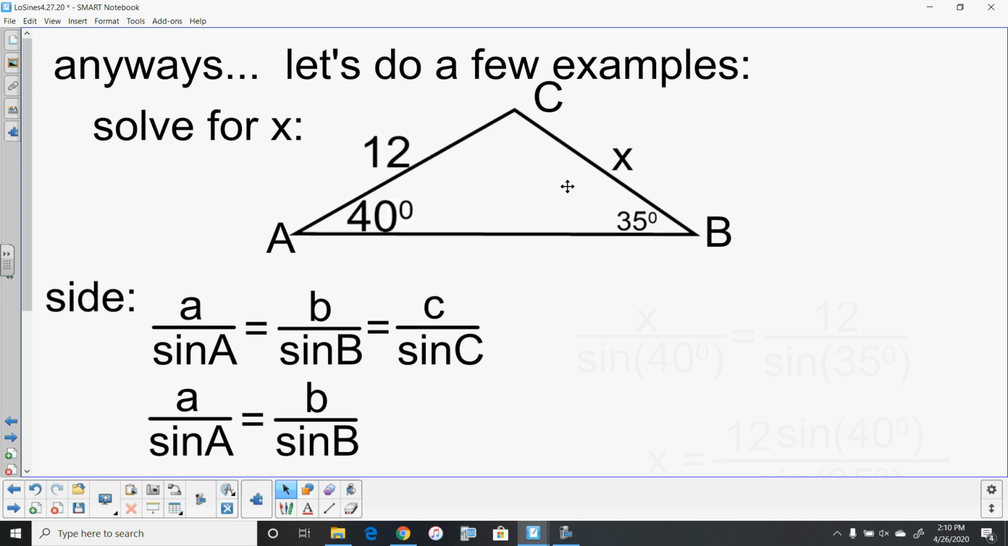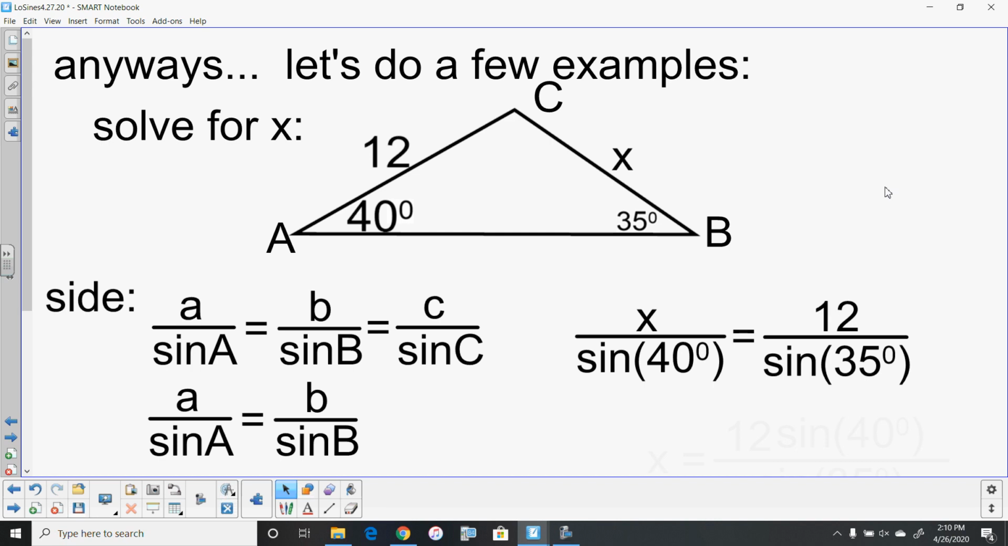Side A across from angle A is x. Angle A is 40 degrees. Side B I know is 12. And the sine of angle B, 35 degrees. So when I plug in everything that I know, I have this proportion. Now I say proportion, and kids always want to cross multiply, but x just has one thing happening to it.